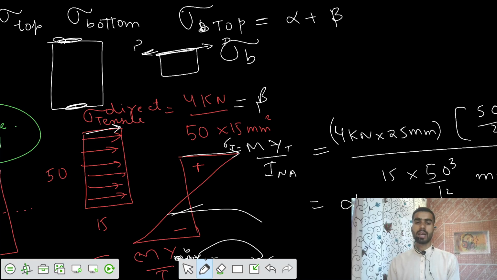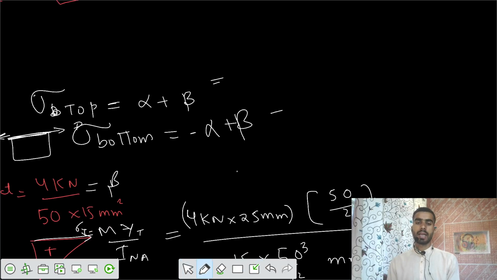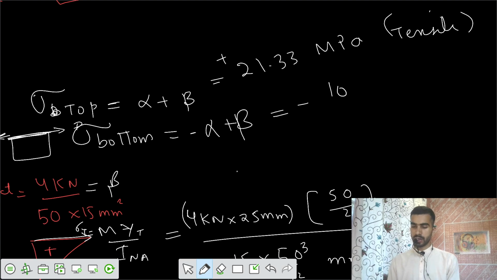And similarly sigma bottom would be equal to, at the bottom, because of the direct stresses we have positive stresses for positive beta, and because of that moment you have anti-clockwise, so because of that you have compressive stresses at the bottom, minus alpha. So you got the stresses that we finally calculated, and we got the values of 21.33 megapascal tensile, positive, and this one is your negative 10.67 megapascal compressive.